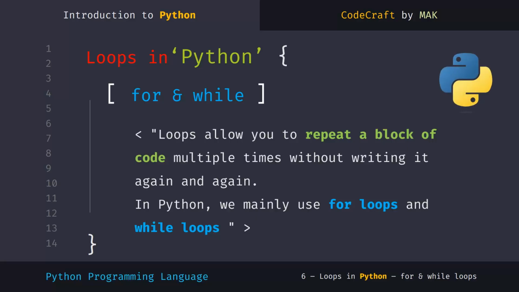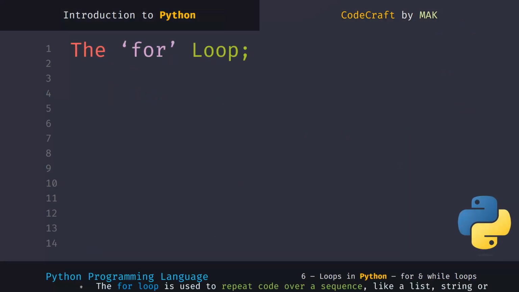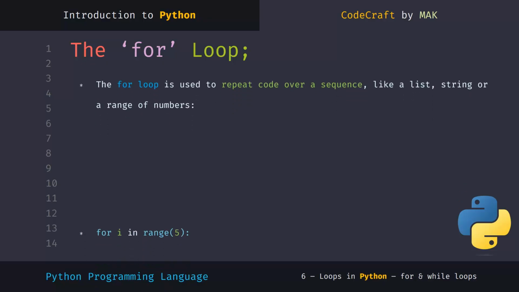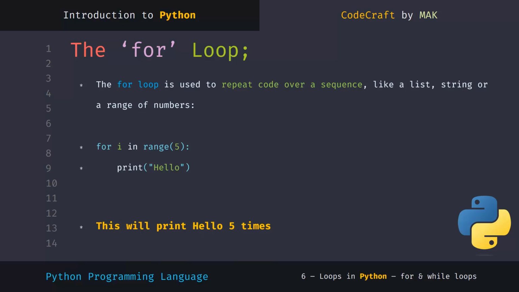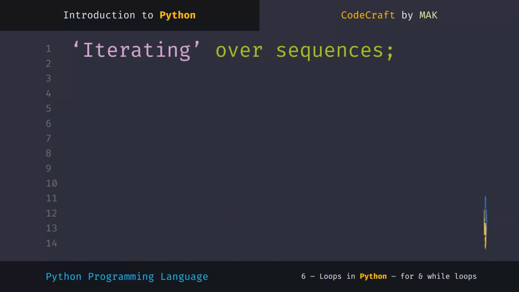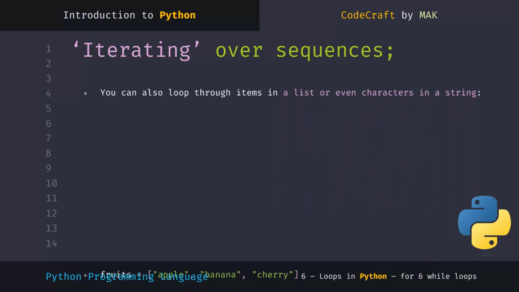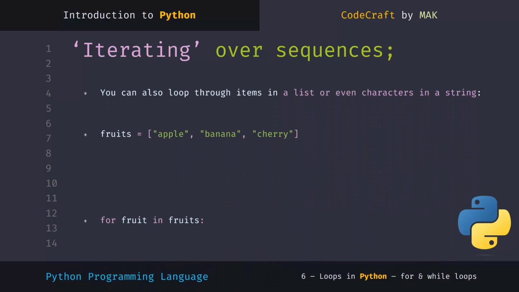The for loop is used to repeat code over a sequence like a list, string or a range of numbers. For example, for i in range(5): print("hello"). This will print hello 5 times. You can also loop through items in a list or even characters in a string, which is called iterating over sequences.